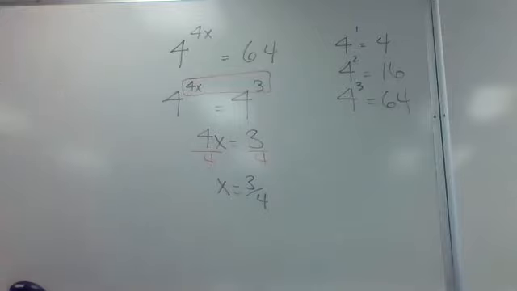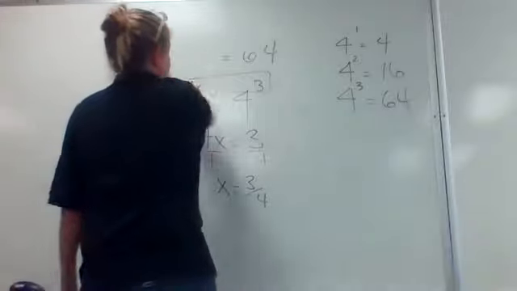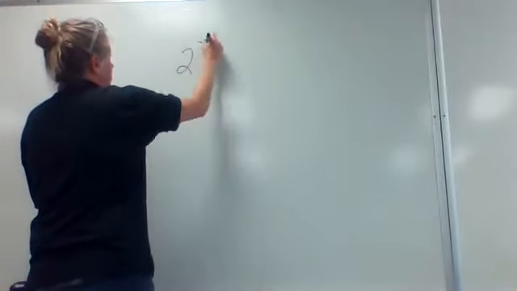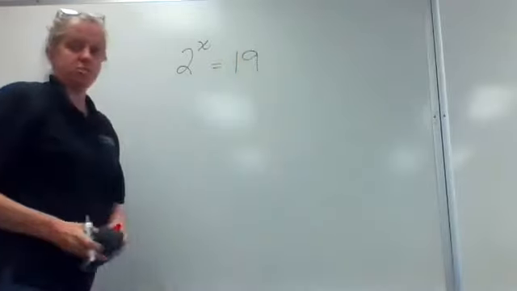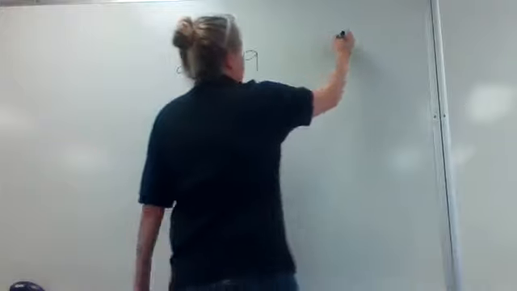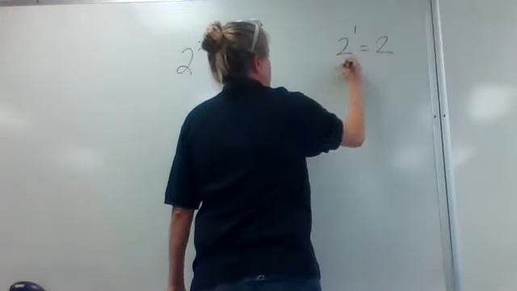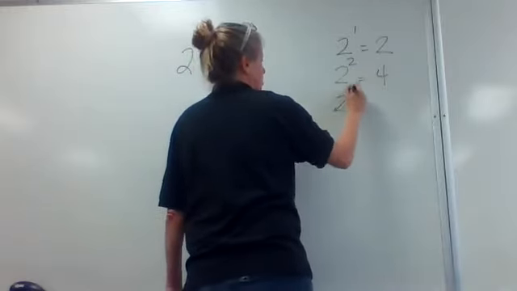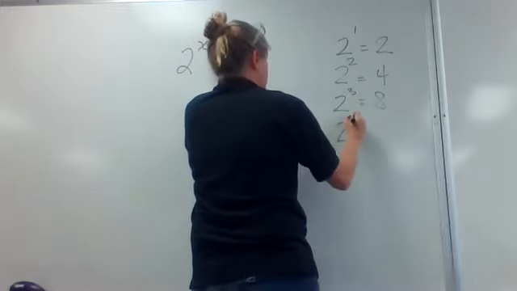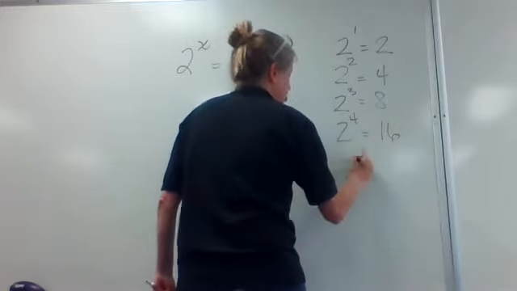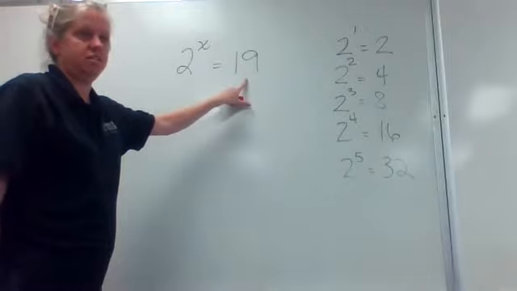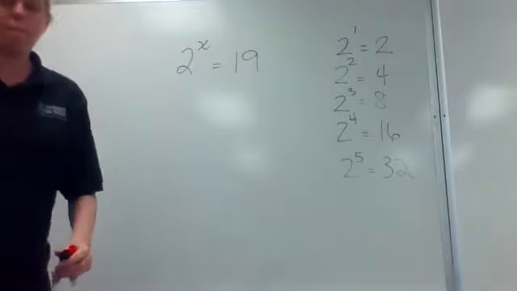Right, number 3, 2 to the x equals 19. All right, so I'm going to have another method here, right? Because I cannot, so 2 to the first is 2. 2 squared is 4. 2 to the third is 8. 2 to the fourth is 16. And then 2 to the fifth is 32. So I passed right over 19. So I have to have another method.